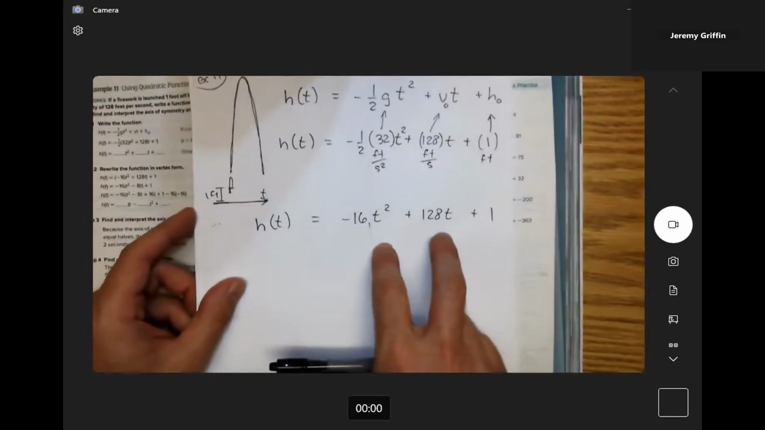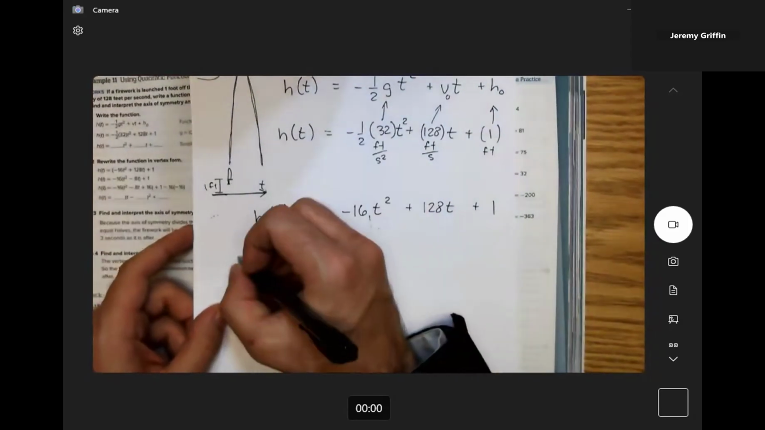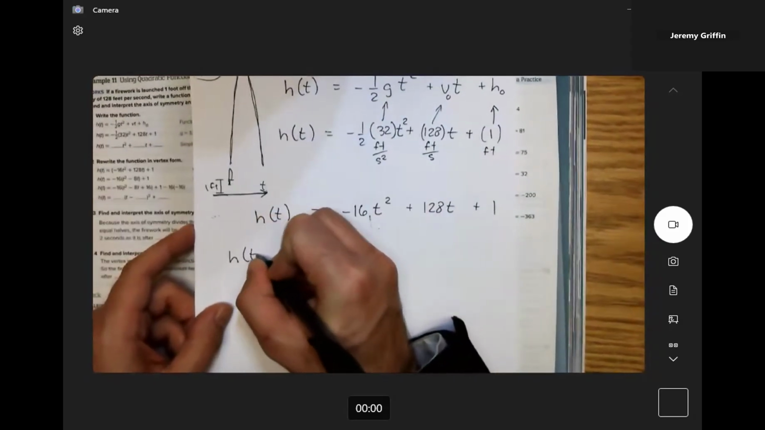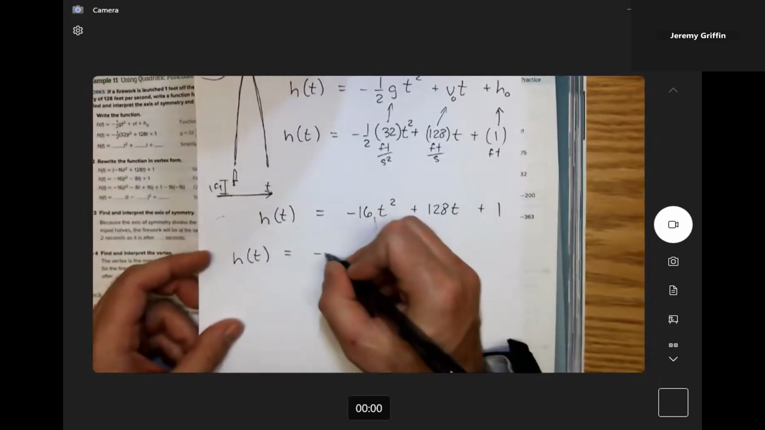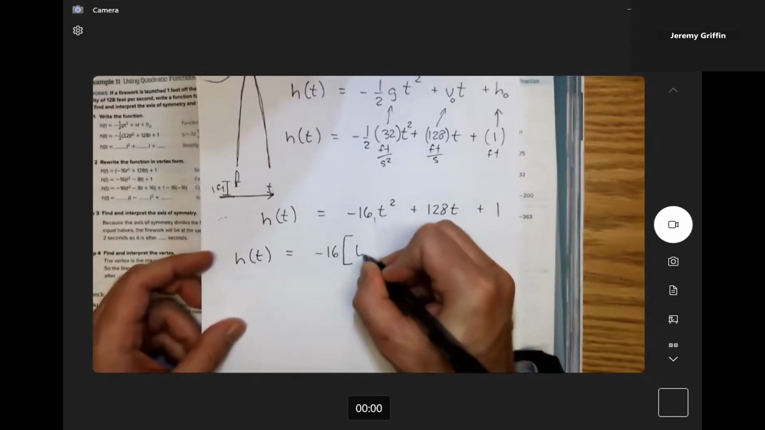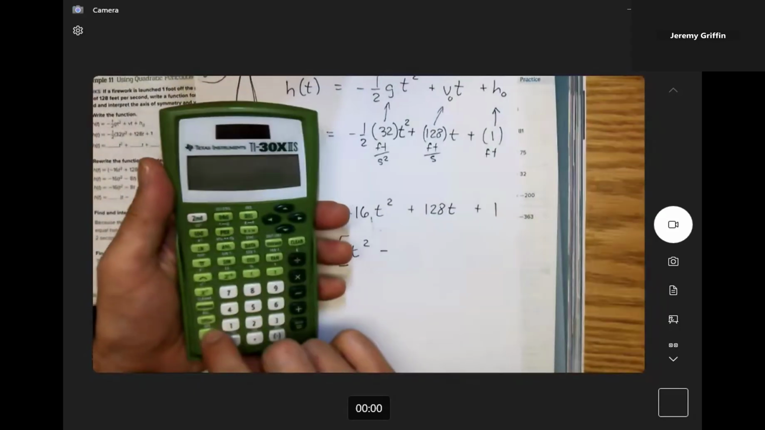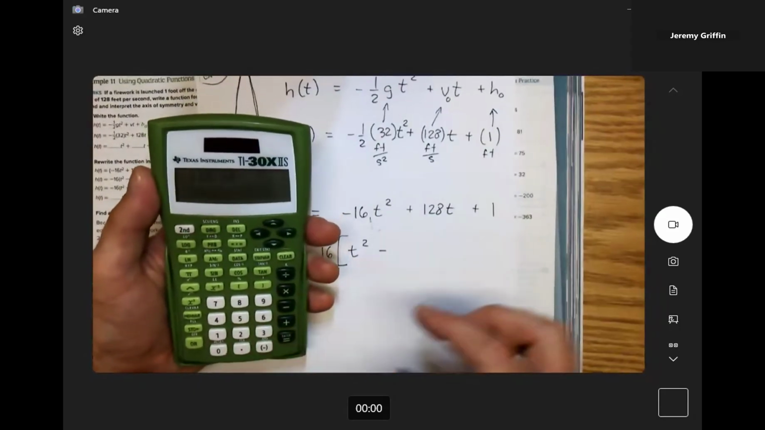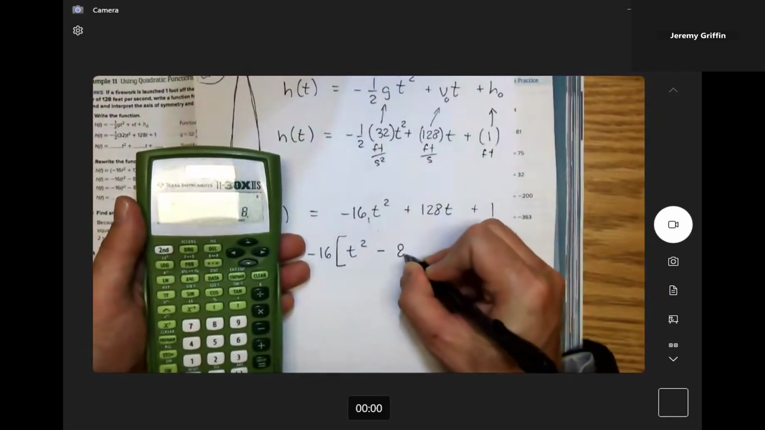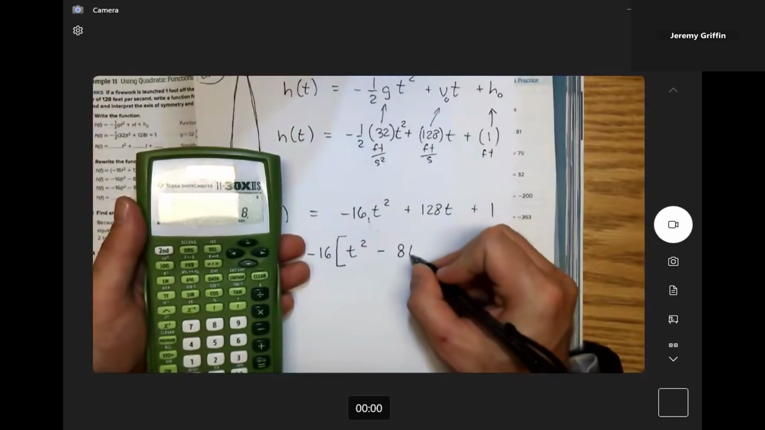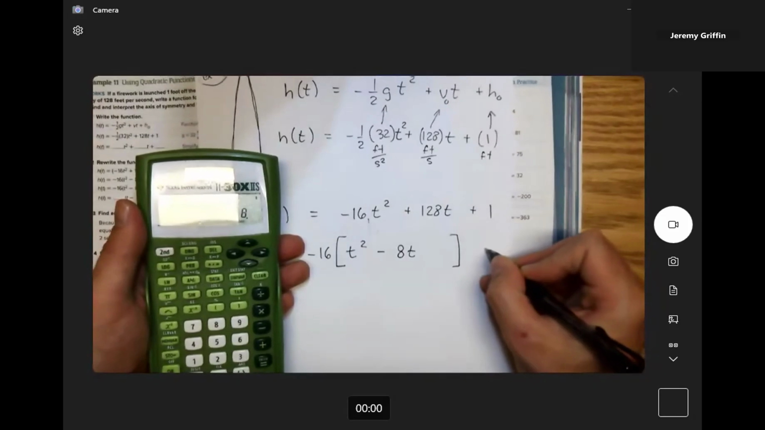Now, since the theme of this lesson is completing the square, let's do the same procedure that we've been doing. We'll get it into vertex form. So I can factor -16 out of this. Negative 16 leaves me with a t squared, and then minus, what is 128 over 16? Nicely, it's a whole number, 8. So t squared minus 8t. Now I'll leave a little space here, because I still have this plus 1.